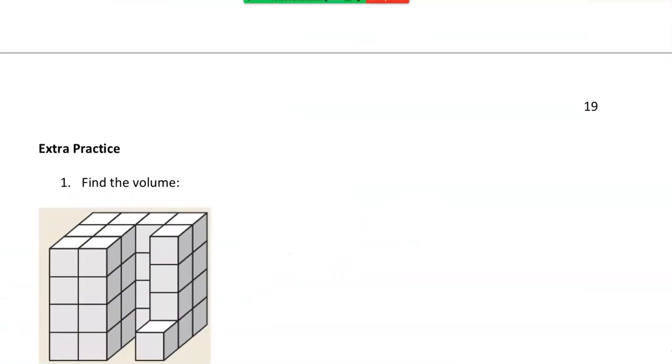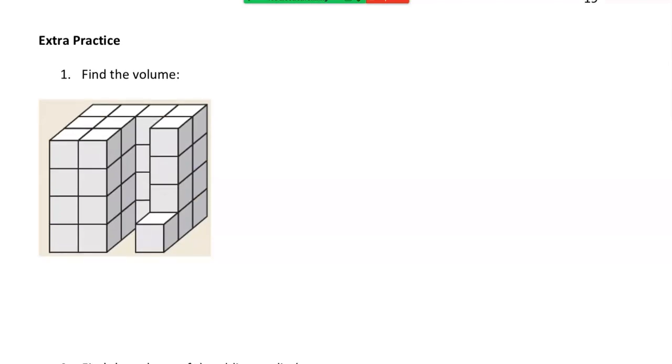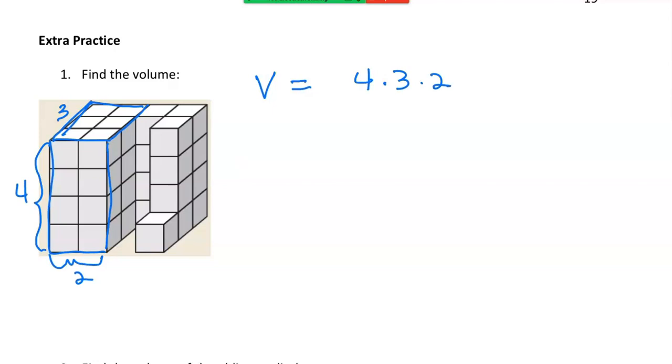Okay, continuing on, we have some extra practice. So this extra practice lets us divvy up this shape. So let's see what we can do with this. We'll play with some colors. So I am thinking my first volume is going to be this shape right here all the way to the back. Right here, my height is 1, 2, 3, 4. My width is going to be 1, 2, and my depth is 1, 2, 3. So far my volume equals 4 times 3 times 2. Okay, so that's one piece.